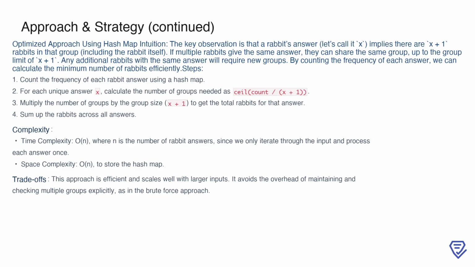To implement this, we first count the frequency of each answer using a hash map. Next, for each unique answer X, we calculate the number of groups needed as the ceiling of the frequency divided by X plus 1. Multiplying this number of groups by the group size gives the total rabbits for that answer. By summing up these totals across all answers, we arrive at the minimum number of rabbits.